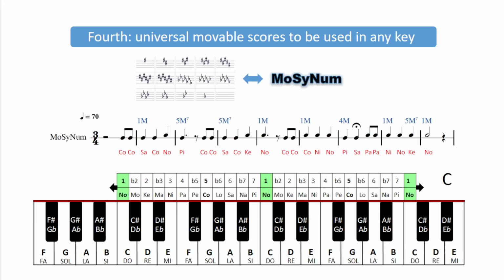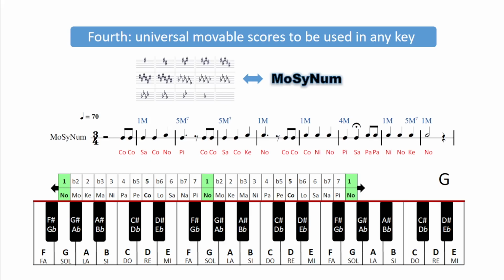For example, here's the sheet music for Happy Birthday. If we want to play it in C major, the first melody note, syllable co, would be G. The 1M chord would be C major, 5M7 would be G7, and 4M would be F major. If we want to play the same sheet music in G major, now the first melody note co would be D. The 1M chord would be G major, 5M7 would be D7, and 4M would be C major.